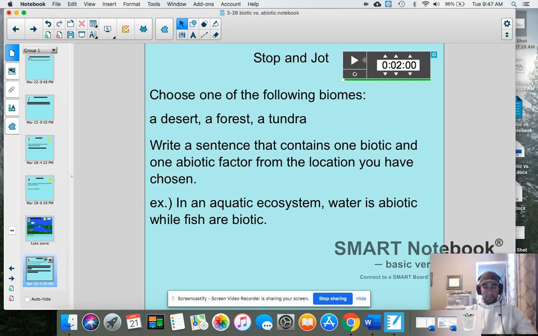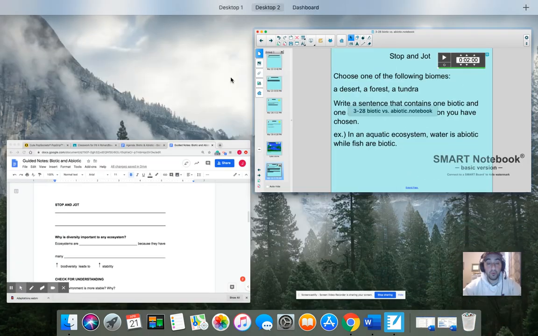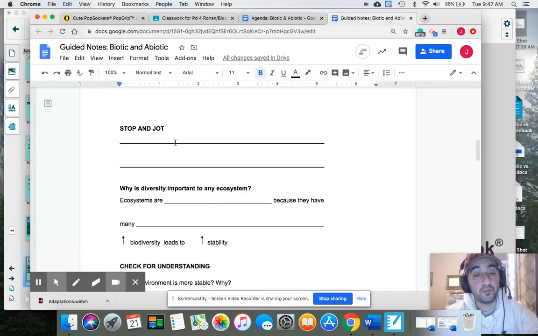Once again, those locations are either a desert, a forest, or a tundra. So my example is, in an aquatic ecosystem, water is the abiotic while the fish are biotic, right? Very straightforward, very simple. All right, press pause, and then in your guided notes, you're going to write your own sentence answering that question.